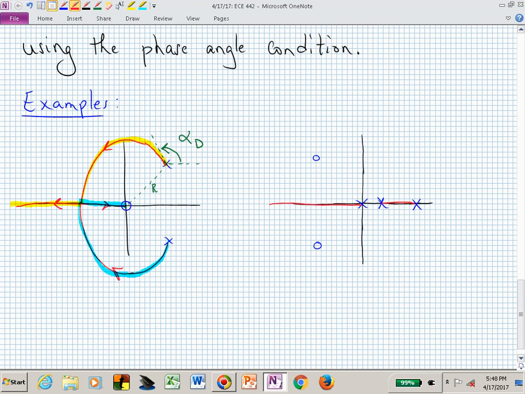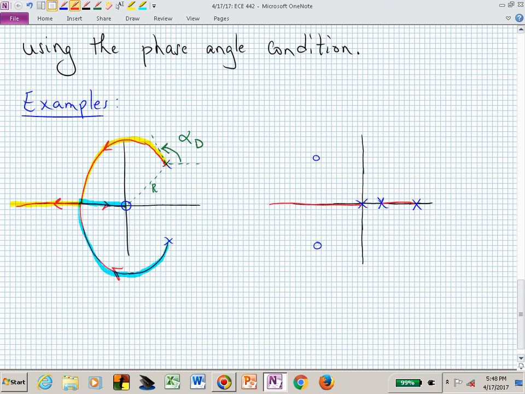What's my pole zero excess? 1. So what's my asymptote angle? 180 divided by 1, it's 180. So the only 0 at infinity is going off to minus infinity. Everything else is going to terminate in the finite z-plane.